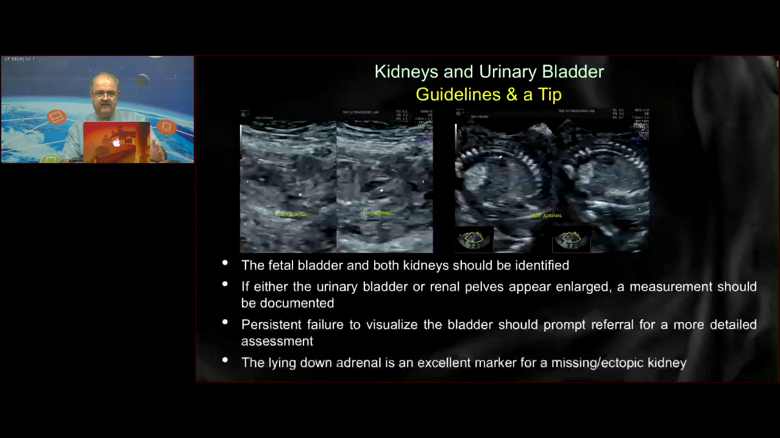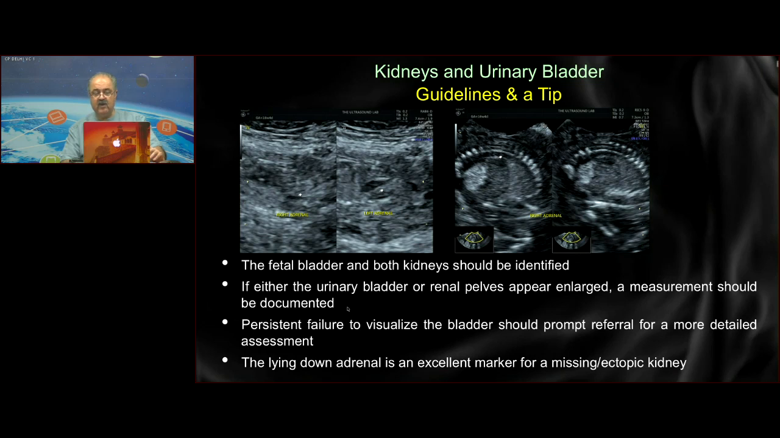Now, a few tips as we go along. We must, of course, identify the fetal bladder and both kidneys in all fetuses. And if either the urinary bladder is not seen or the renal pelvis appears enlarged, a measurement should be documented. You don't need to measure the kidneys routinely at the time of the 11 to 14 weeks window, or at the time of the anomaly scan or in growth scans.